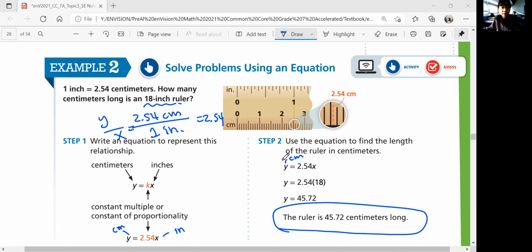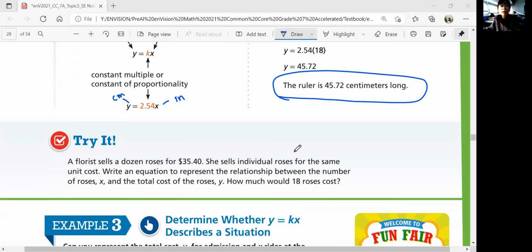So they matter. Let's look at this try question. A florist sells a dozen roses for $35.40. She sells individual roses for the same unit cost. Write an equation to represent the relationship between the number of roses, X, and the total cost of the roses, Y. How much would 18 roses cost?